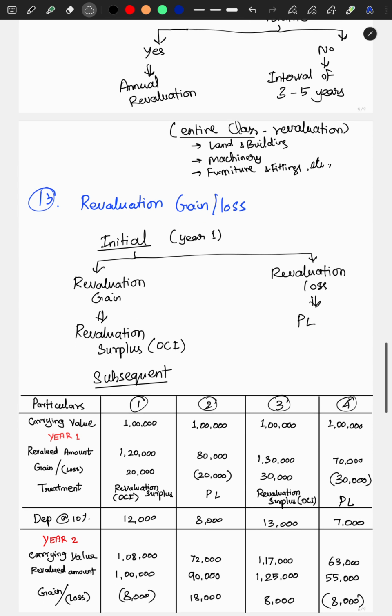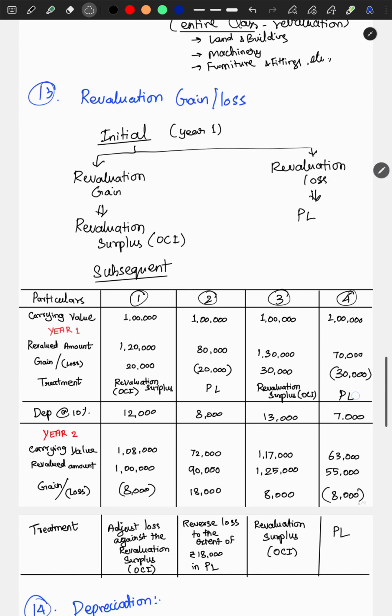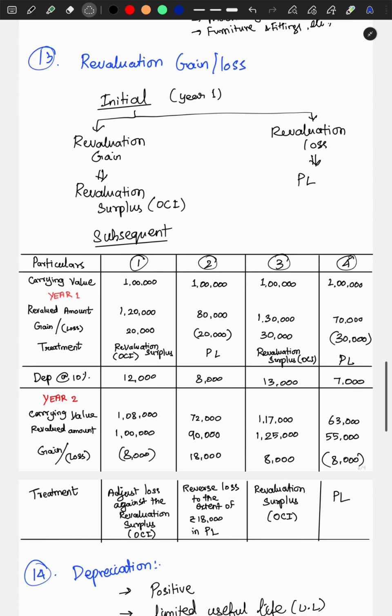Initially in year one, if a revaluation gain occurs, the first time revaluation gain, then it has to go to revaluation surplus, which is an OCI item. OCI is other comprehensive income. And then if the first time revaluation loss is occurring, then it has to be transferred to P&L. Then what if subsequently there is a change?